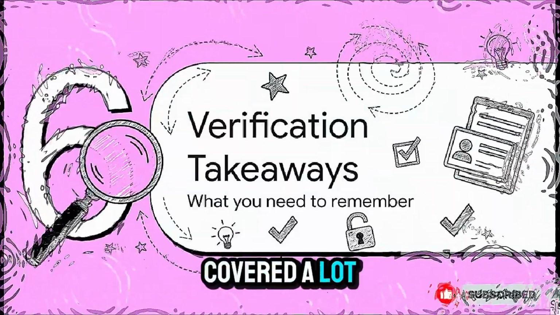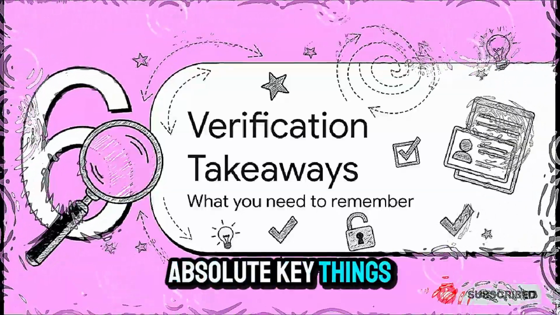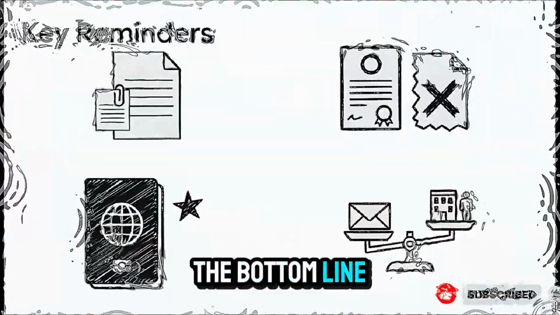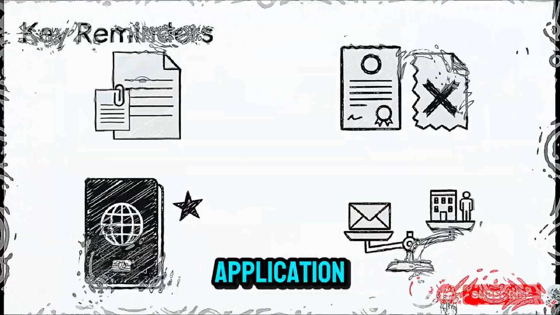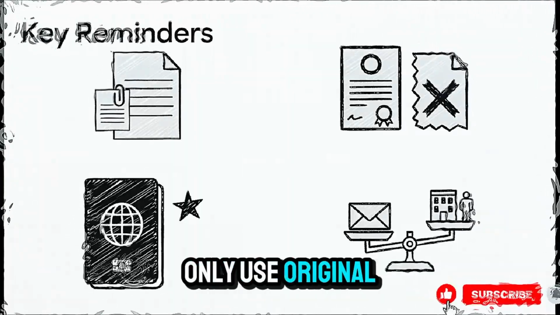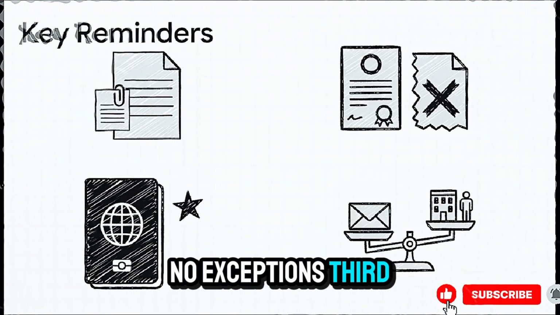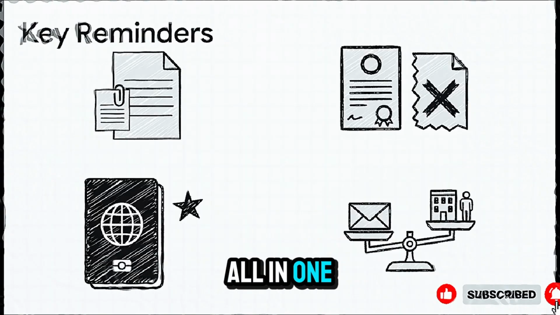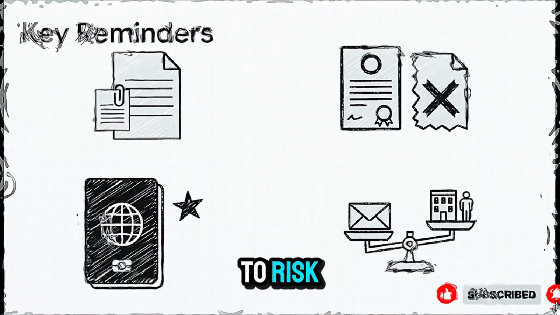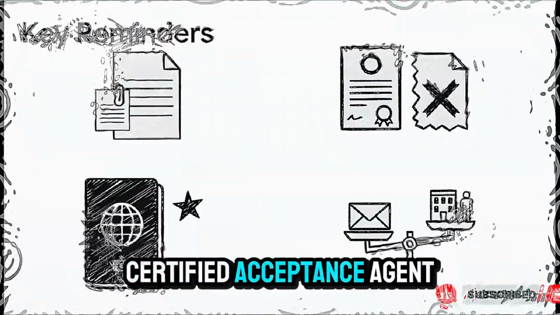Okay, we have covered a lot of ground, so let's just boil it all down. What are the absolute key things you need to remember to get through this verification process smoothly? So here's the bottom line. First, your W-7 application has to be attached to your tax return, period. Second, you can only use original documents or officially certified copies, no exceptions. Third, a foreign passport is your simplest all-in-one document. And finally, you really have to think hard about whether you're willing to risk mailing your documents versus finding an in-person option like an IRS center or a certified acceptance agent.